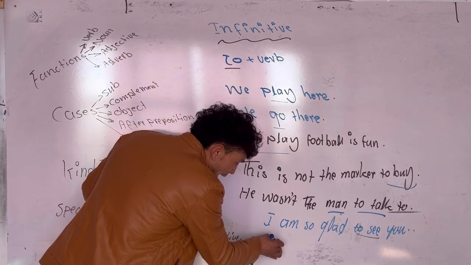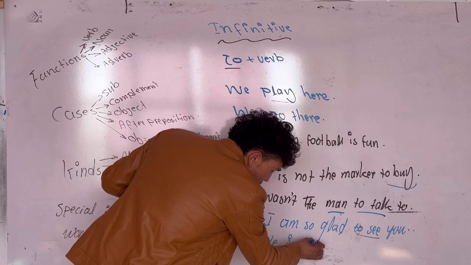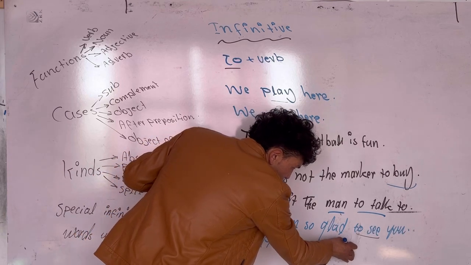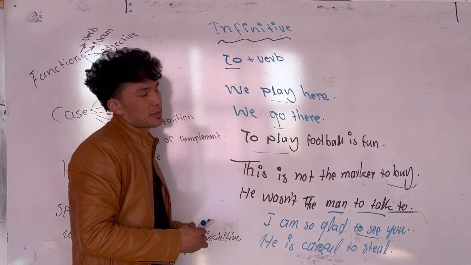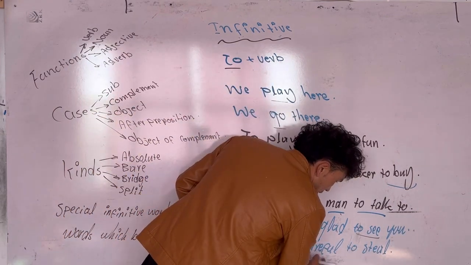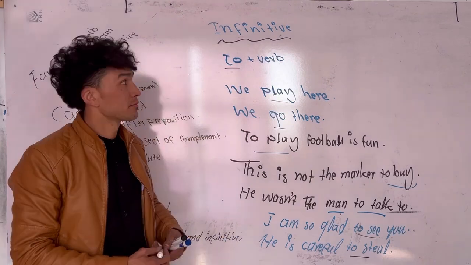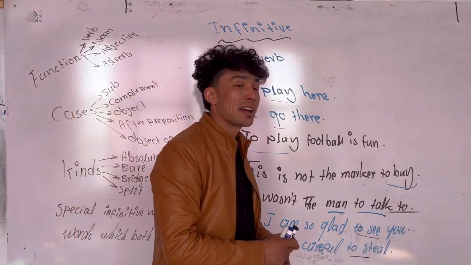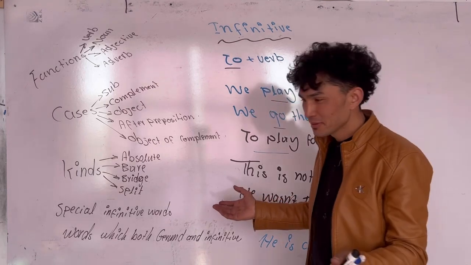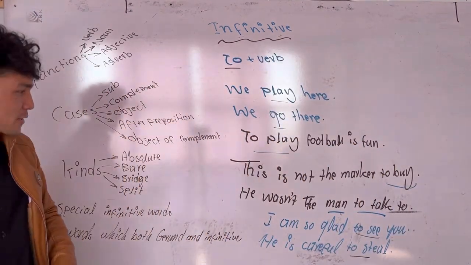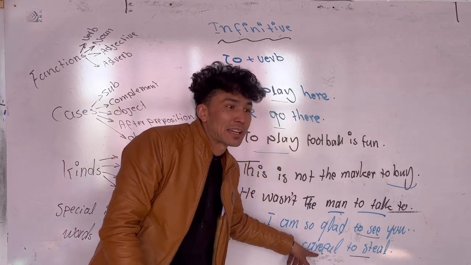Okay, he is careful to steal. He's careful to steal. What is careful? Adjective. What is to steal? Infinitive, as an adverb. This is all. Do you have any questions? No? So to see is an adverb, yeah? Yeah, to see is used to function as an adverb in this sentence.